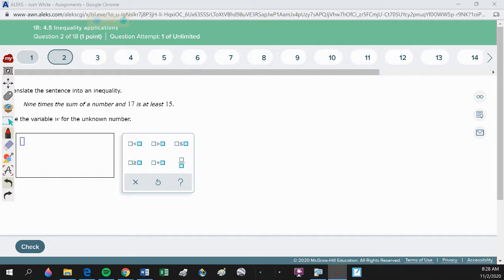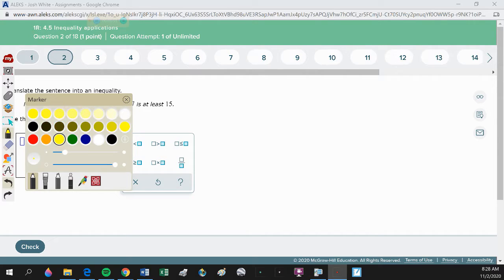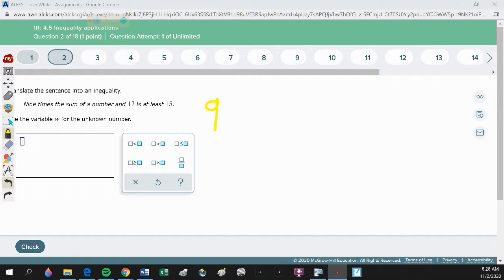Translate the sentence into an inequality. 9 times the sum of a number and 17 is at least 15. So 9 times what? 9 times the sum of a number and 17 is at least, which means greater than or equal to 15.